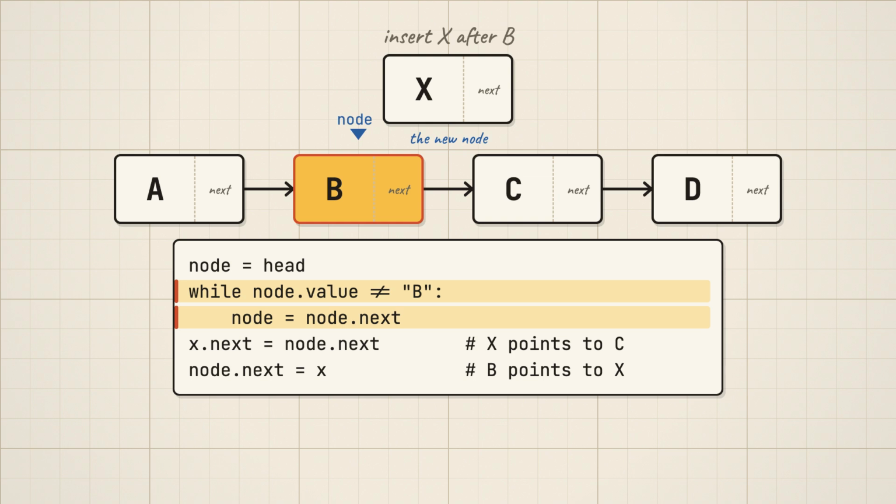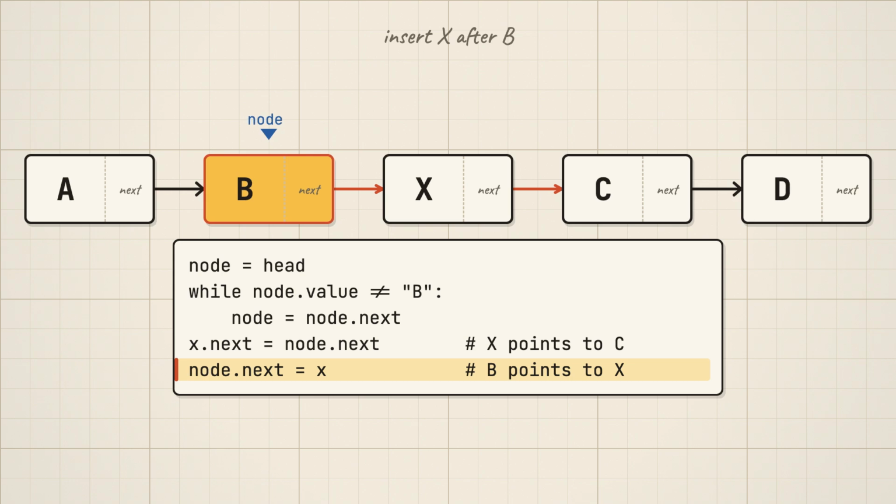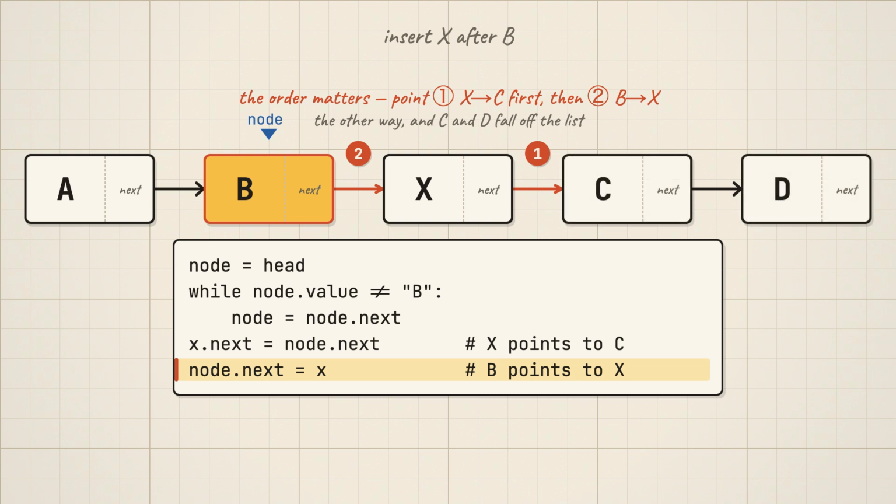Now the insert is 2 lines. We point X's link at what B points to, C. Then we point B at X. And the order matters. Point X to C first, then point B to X. Do it the other way, and you lose the rest of the list. Finding the spot is the walk. The change itself is still just 2 links.